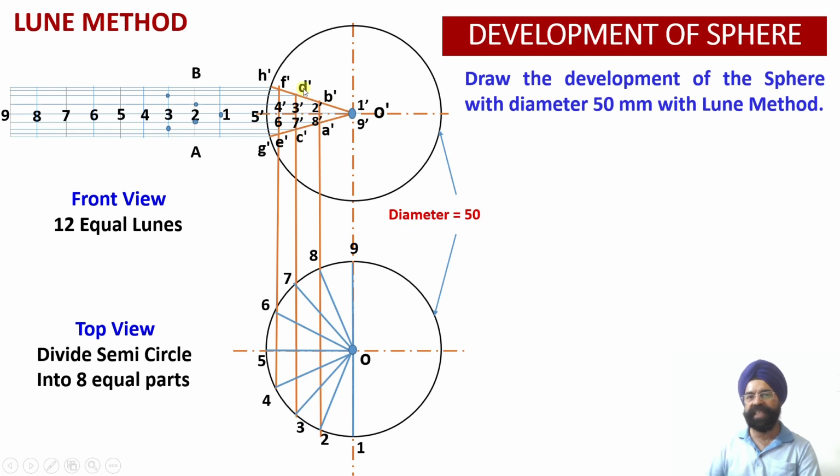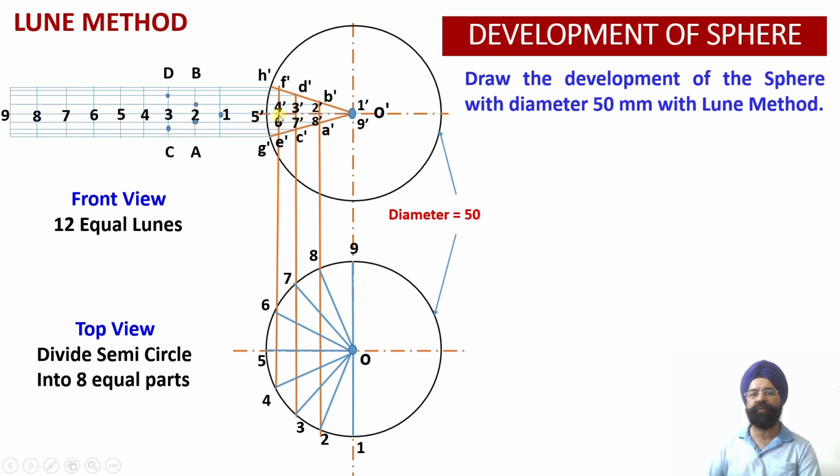Which distance am I talking about? DC. Here the distance was BA. Just check. Here the distance was BA. Here the distance is DC. So here I am going to mark D. That is the distance of D. That is 2 blocks from the center above and 2 projection lines below the center line.